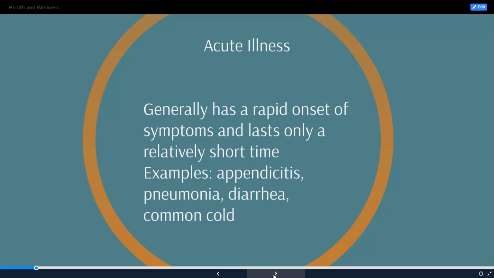Let's look at illness a little closer. So we have two different types of illnesses that your book discusses. It discusses acute illness and chronic illness. So acute illness focuses on rapid onset of symptoms, lasts only a relatively short time. Some examples might be something like appendicitis, pneumonia, diarrhea, or the common cold. That would be considered acute illness.